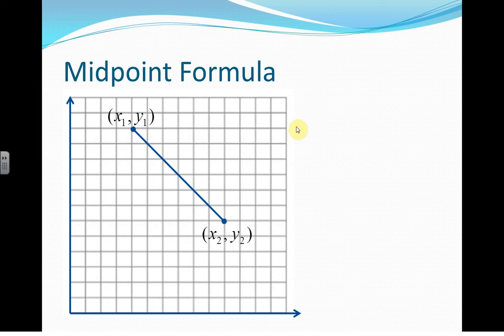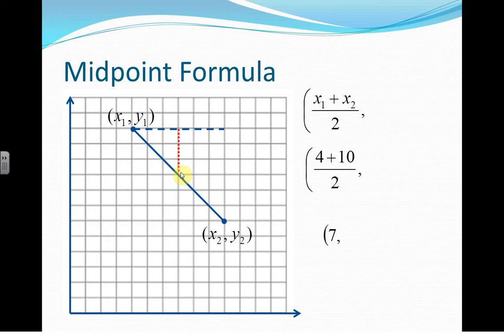So let's just pretend these were any points. I really just want to find the middle. So I can't count diagonally, but I can count horizontally and vertically. So if I count horizontally, I can easily find the middle of there, and that's by taking the average of the two x values. So x plus x divided by 2 is going to give me the middle here.